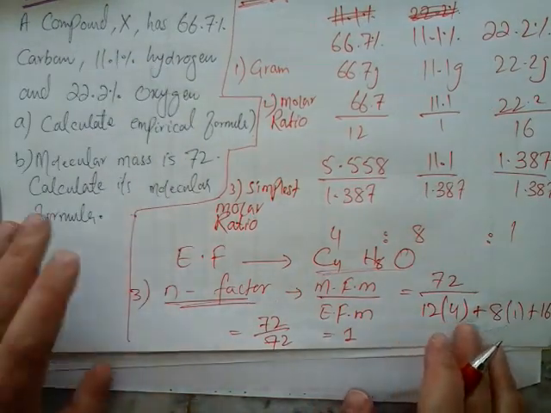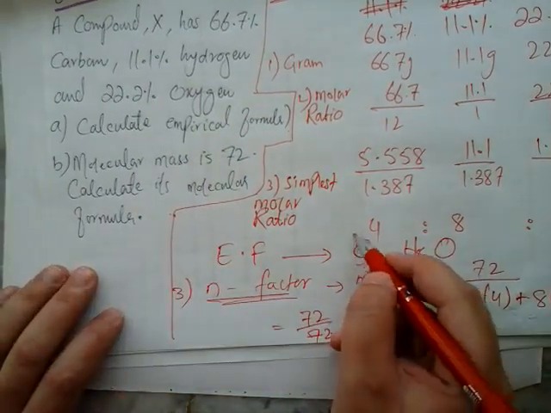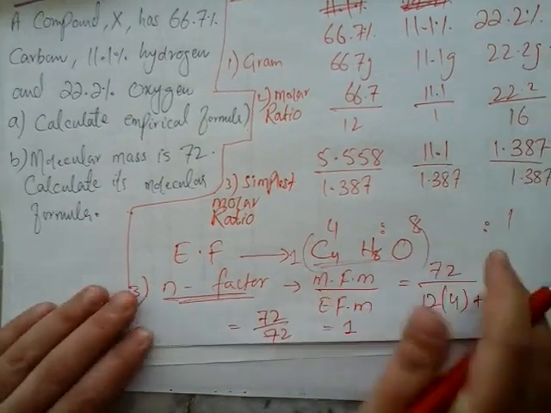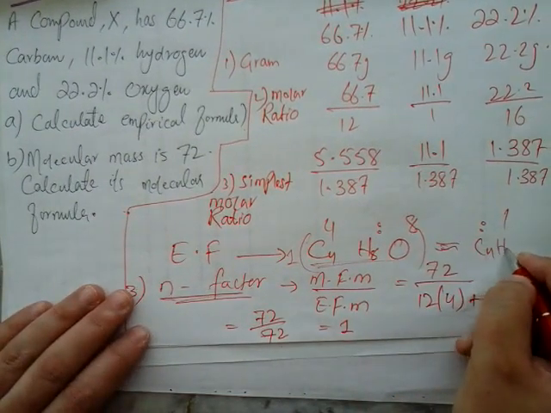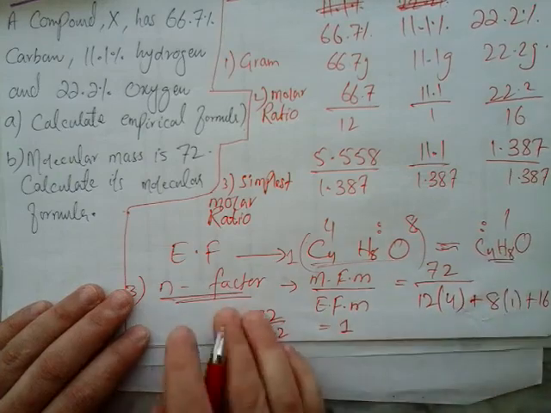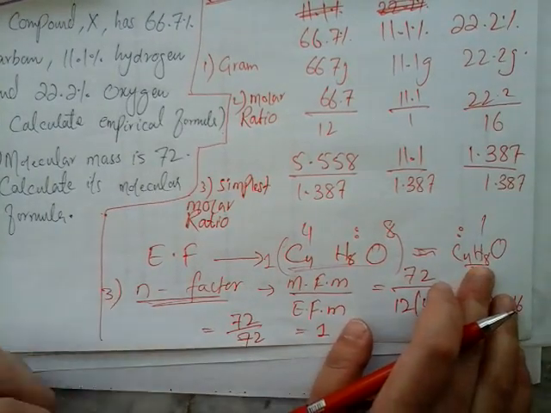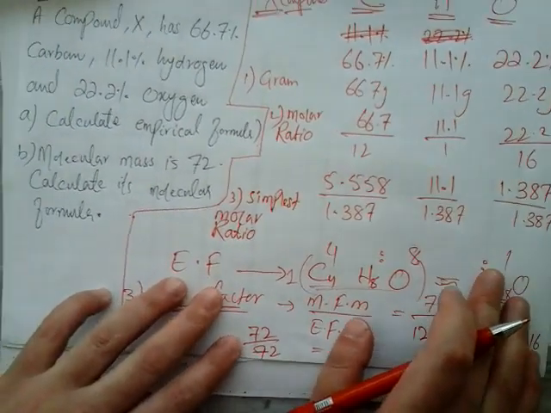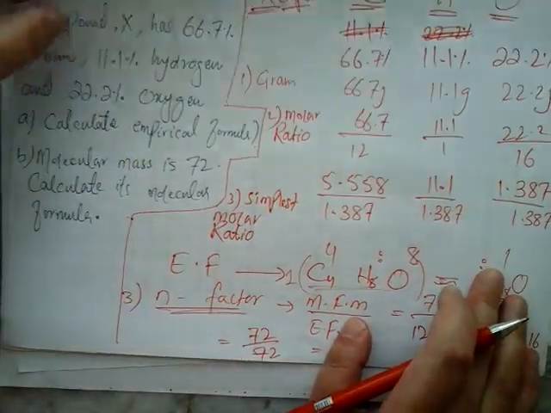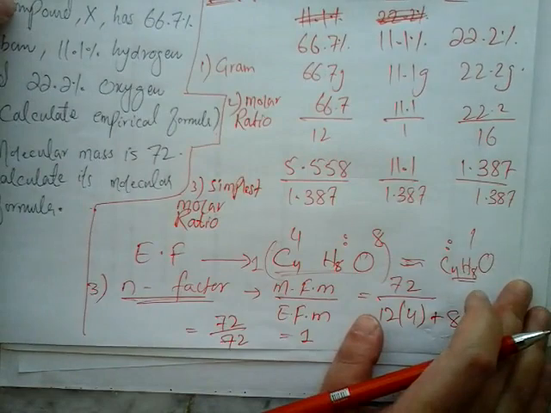Okay, so 1 is the N factor, and if you multiply this 1 with the empirical formula, the formula would be the same: C4H8O. Okay, it can be an aldehyde, it can be a ketone, it can be an alcohol, any compound. So this is how you can calculate the molecular formula.